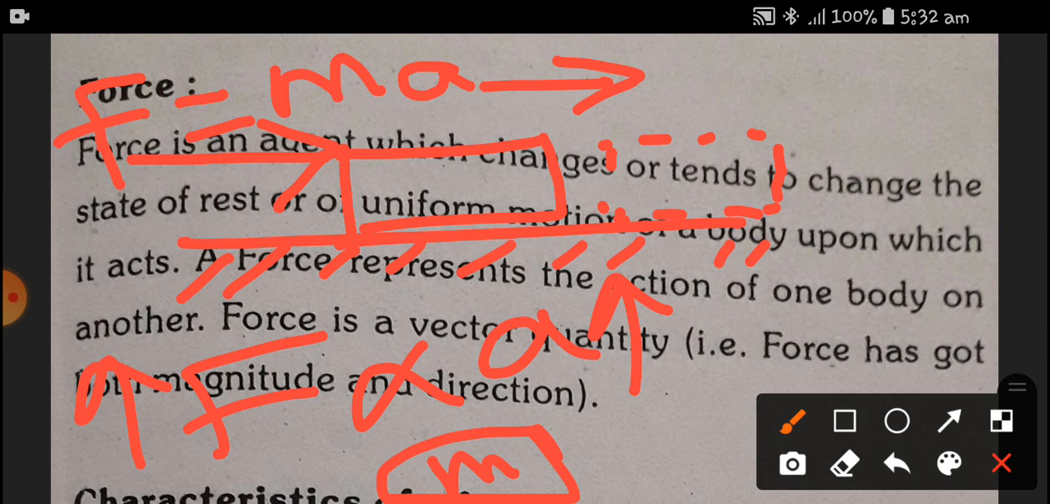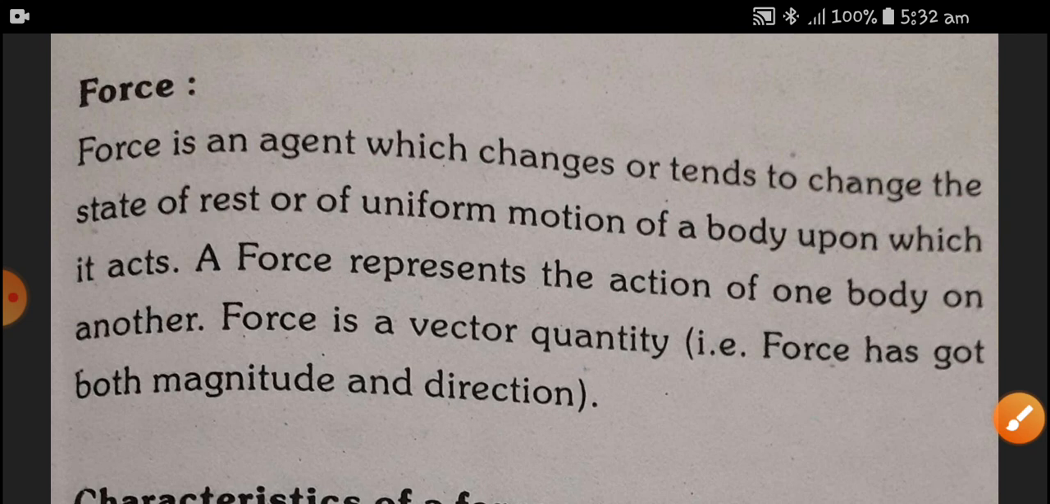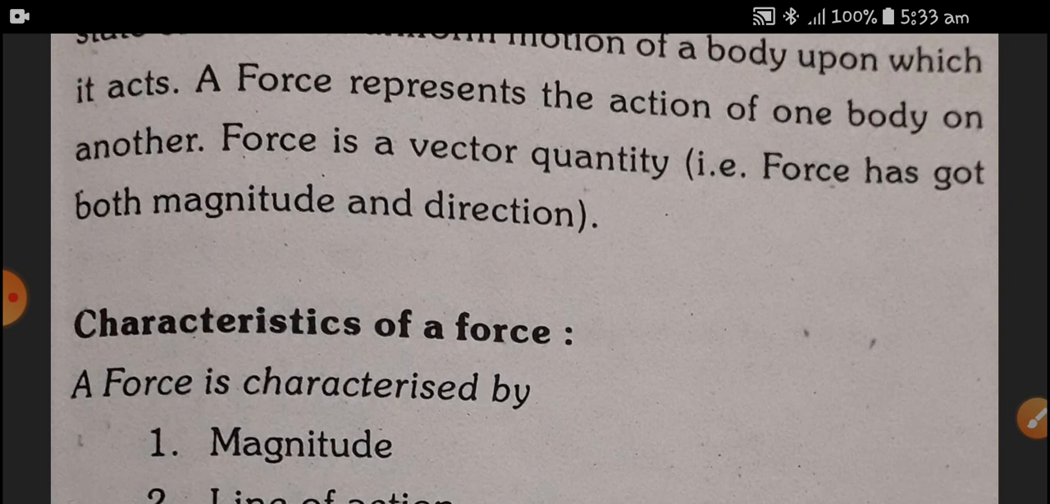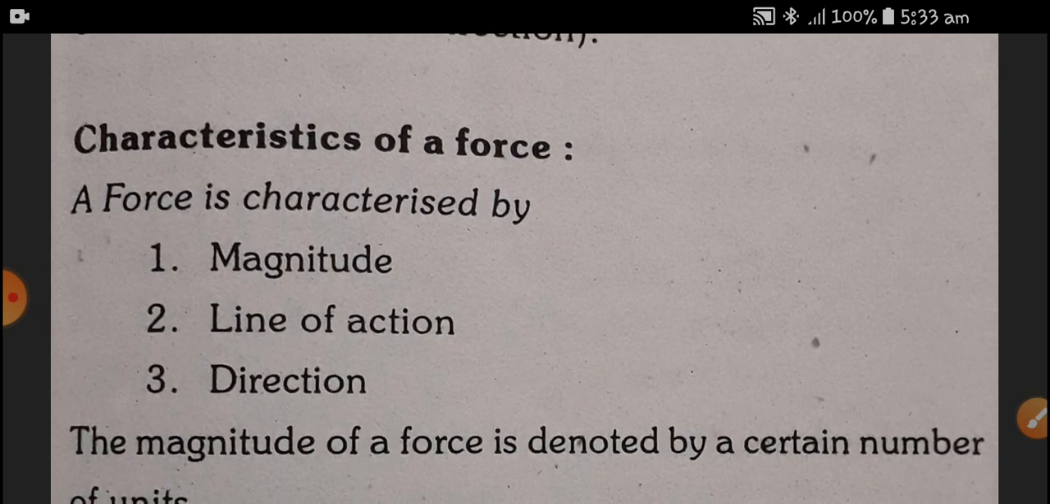So we know that force is a vector quantity, which means it has both magnitude and direction. The characteristics of a force are characterized by its magnitude, its line of action, and its direction.